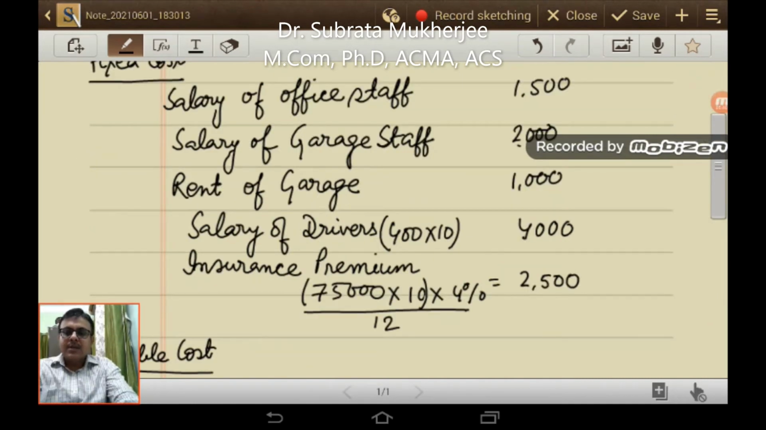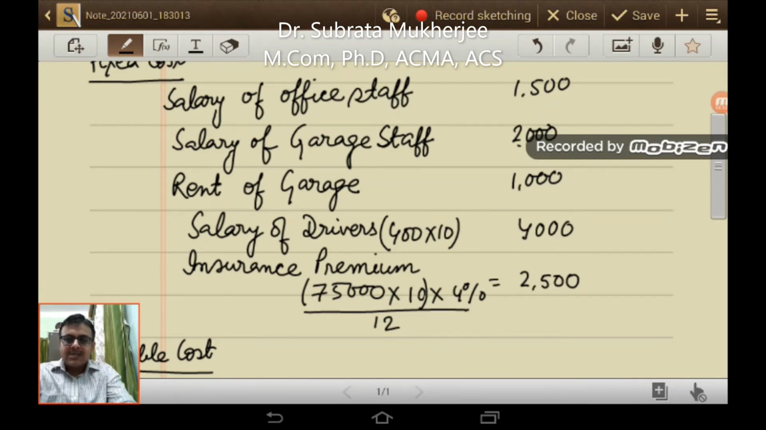Next item is insurance premium. The insurance premium is 4% on cost. So 75,000 is the cost per taxi. The total cost of 10 taxis is 75,000 into 10, that is 7 lakh. And I have multiplied it by 4%. This is the total insurance of 10 taxis per annum. So you need to calculate the insurance premium of 10 taxis per month. So I have divided it by 12 and the amount is 2500.